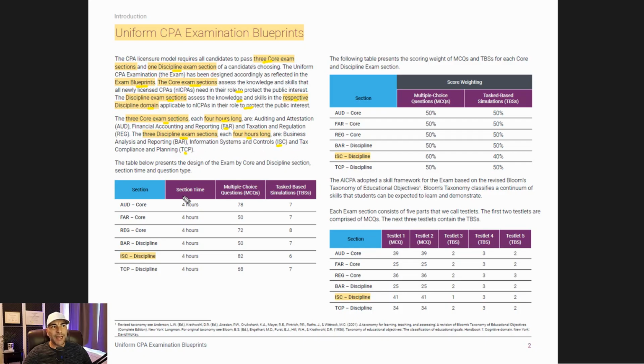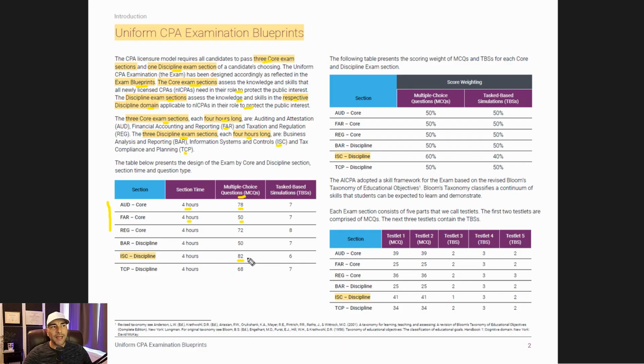So each of these exam sections is 4 hours long, as you can see here, and they have different varying amounts of multiple choice questions. So you can see that for audit, there's 78, for FAR, there's 50, for ISC, there's 82 multiple choice questions. So this is the most multiple choice questions that you're going to be getting on any of the 6 exams. The 3 core exams are the ones that you have to take, so Aud, FAR, and Reg, and you can choose one of the discipline exams, BAR, ISC, or TCP.